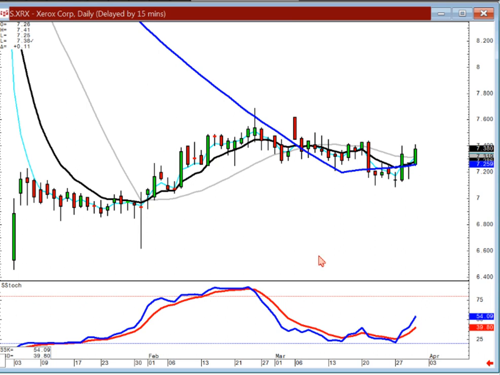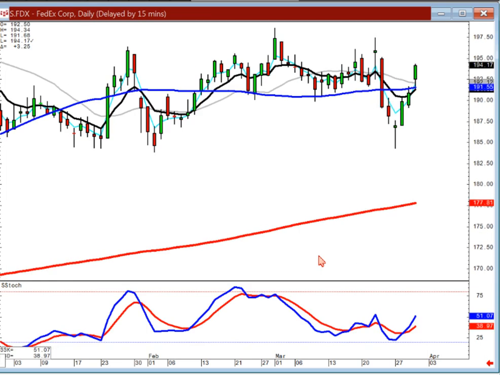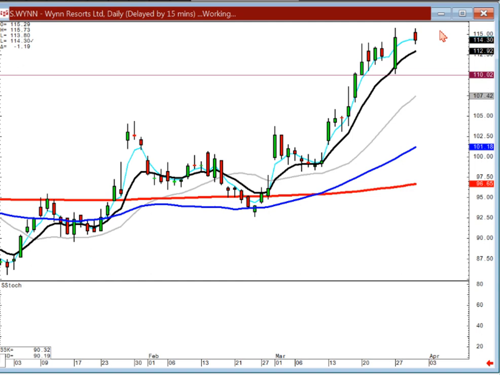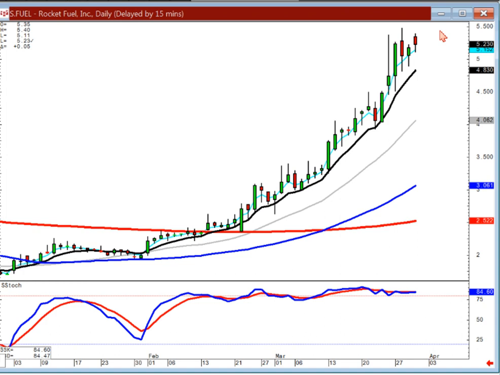FedEx. Oh man, we're way past our bedtime. FedEx also needs to break out. If you're long, you stay long. I wouldn't be a buyer until it breaks out through this level. Wynn Resorts. Stay long. Use the T-line as your stop. We did Goldman. Fuel. Stay long also. Use the T-line as your stop.